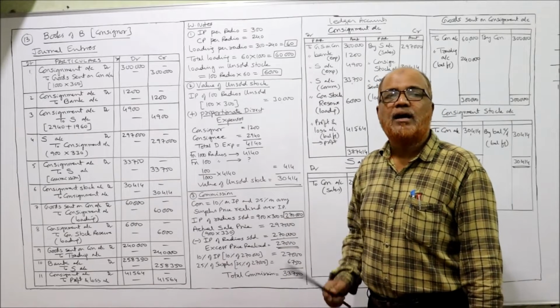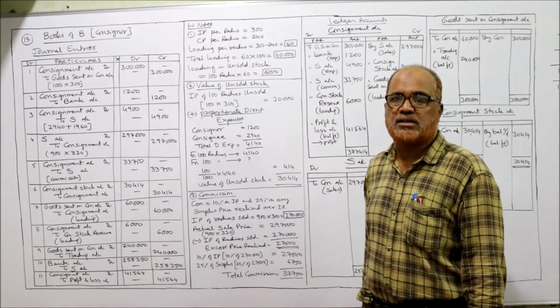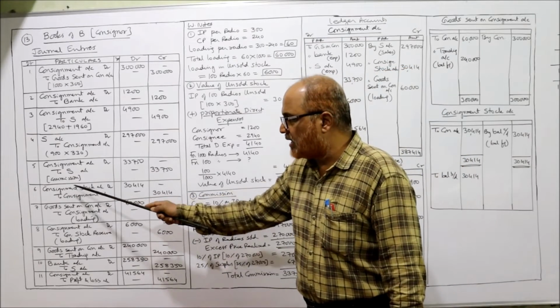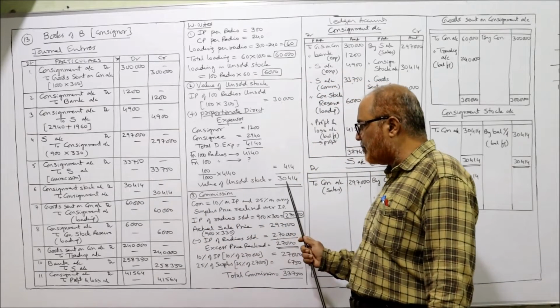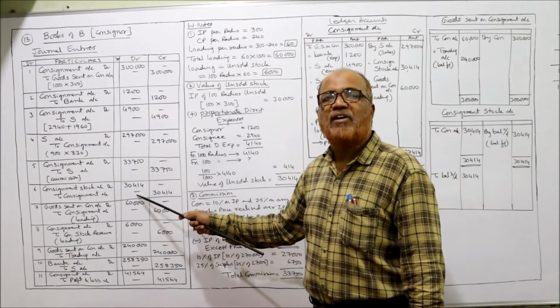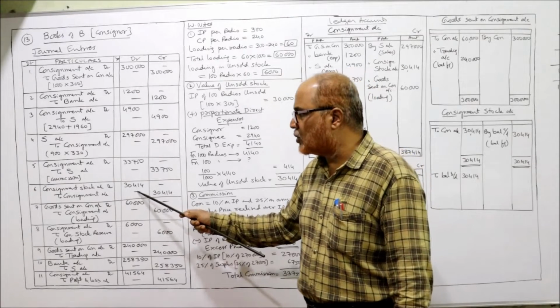The entry will be consignment stock account debtor to consignment, 30,414. From here we got it. Being the value of unsold stock.